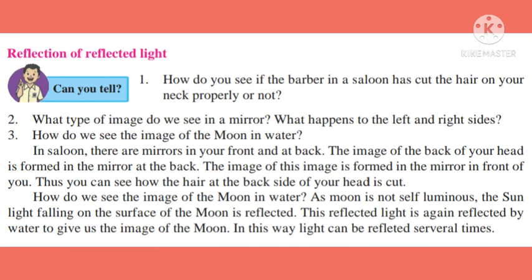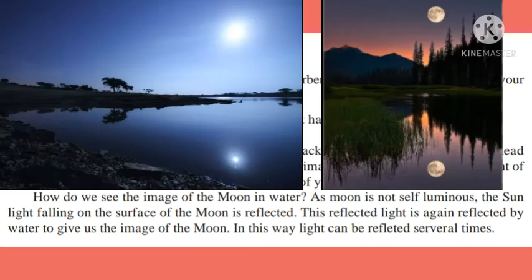So, next question. How do we see the image of the moon in water? As the moon is not self-luminous, the sunlight falling on the surface of the moon is reflected. This reflected light is again reflected by water to give us the image of the moon. In this way, light can be reflected several times.